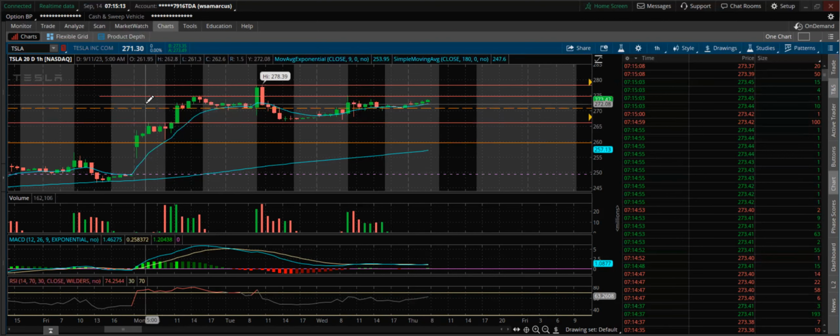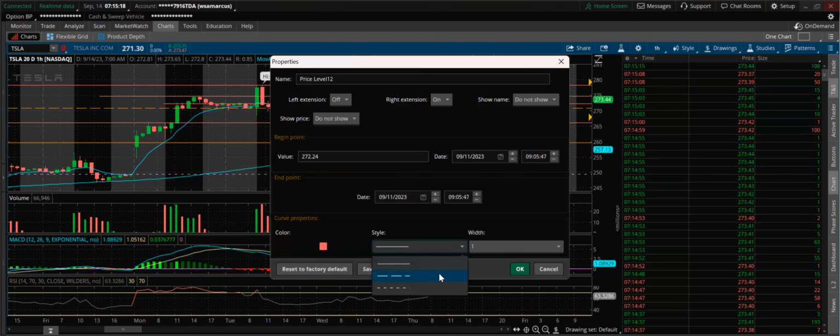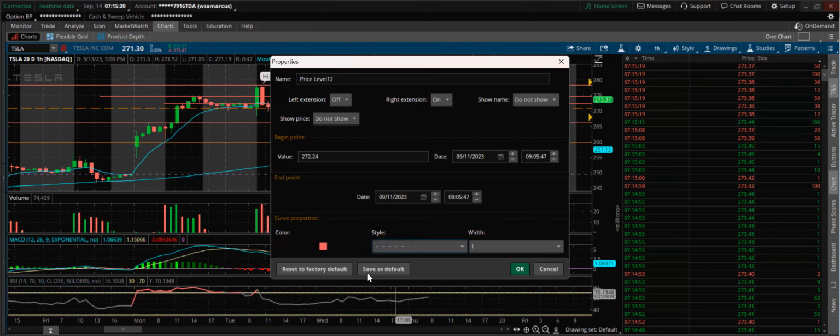Sometimes I do put the 20-day EMA as a smaller dotted orange line.